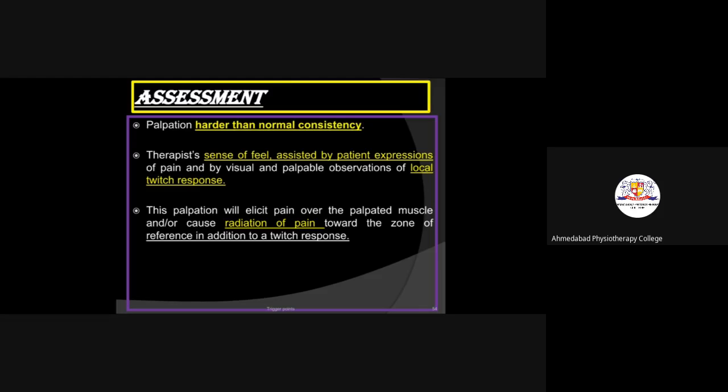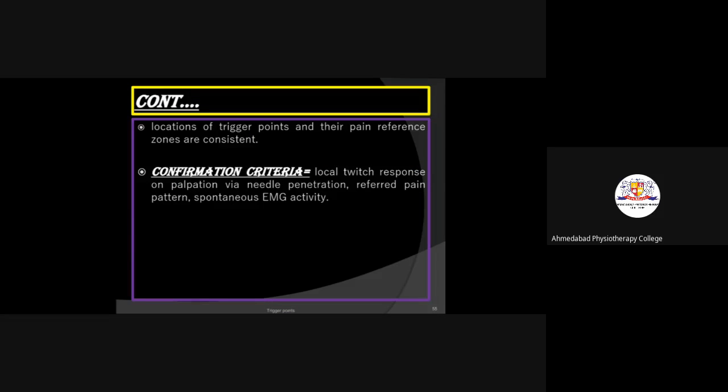When there is a twitch response, you can ask the patient whether the pain is radiating to any particular area, and the patient will tell you, yes sir, it is going up, it is going down the arm, etc., and you may confirm that there is a trigger point. Now these are the confirmation criteria of a trigger point: pain, referred pain, local twitch response, and spontaneous EMG activity. With the help of EMG also you can find these trigger points. Usually when you insert the needle, the insertional activity lasts for only 2 to 5 milliseconds, but when you insert the needle in a trigger point, it will last longer than that. That is a confirmation criterion for a trigger point.